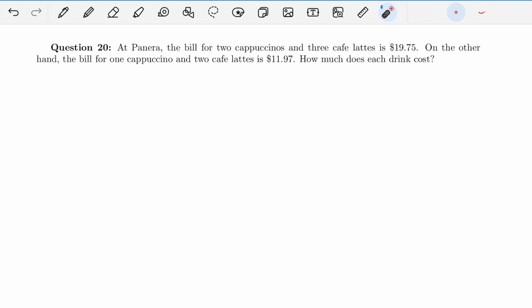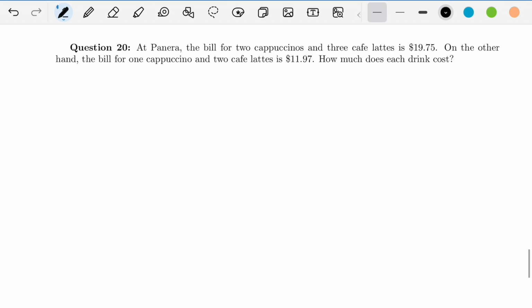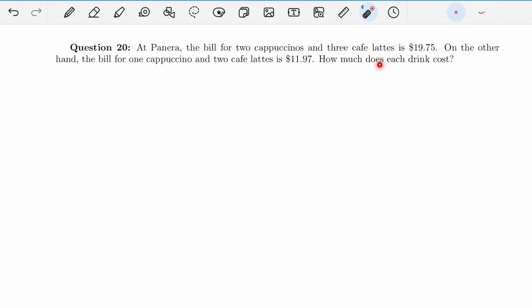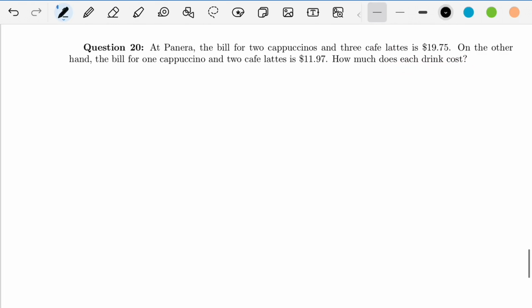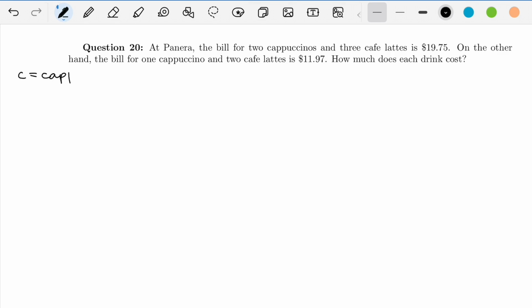Again, we're going to write a system of equations and solve for our unknown variables. Our unknown variables are what we're trying to find, the price for each drink. So what I'm going to do is label. We're going to let our variable C be equal to the price of our cappuccino, and then L be equal to the price of our latte.